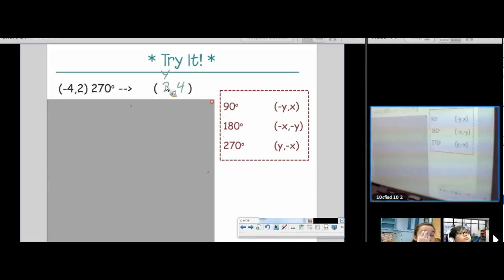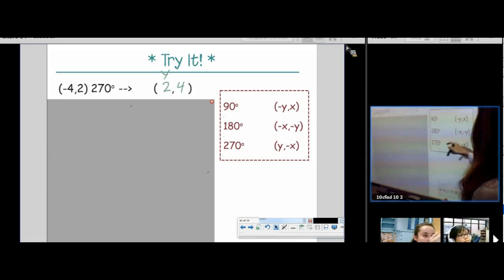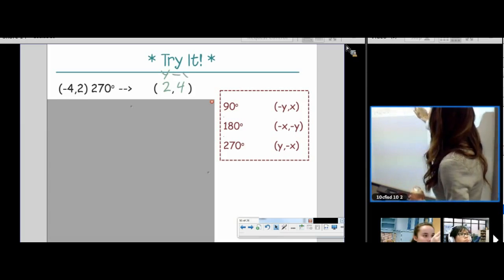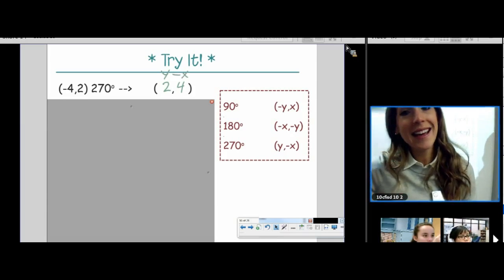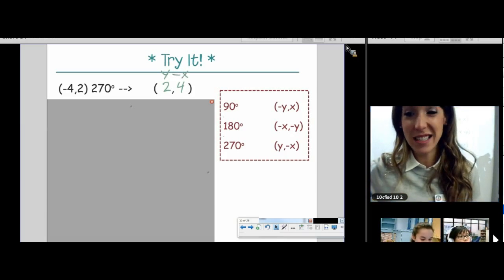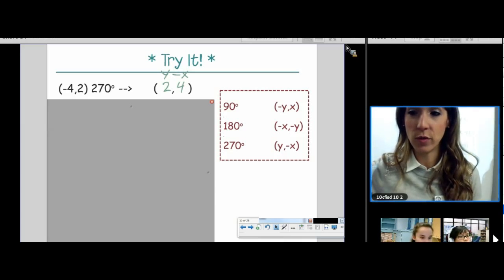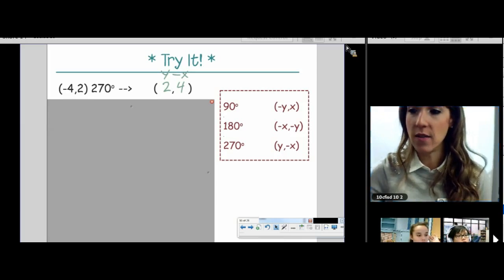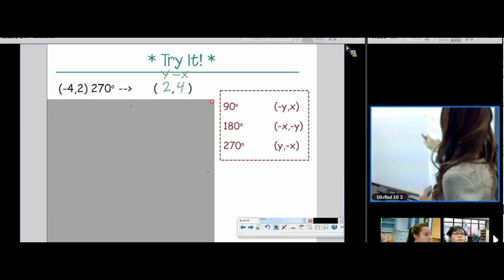And then it says take x and negate it. So a -4 is a +4. So that's why the answer is 2, 4. Y, comma, -x. We're just using these rules over here.